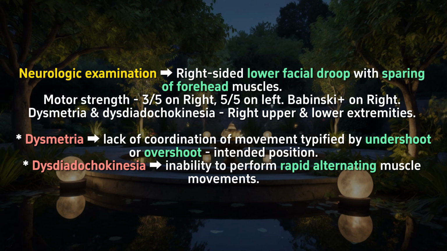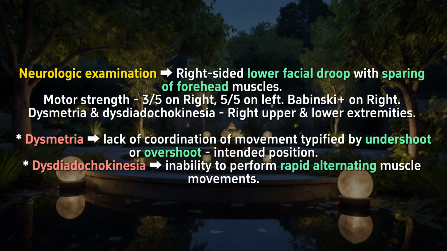Neurologic examination shows right-sided lower facial droop with sparing of the forehead muscles. Motor strength is 3 on the right and 5 on the left, with Babinski response on the right. There is also dysmetria and dysdiadochokinesia involving his right upper and lower extremities.